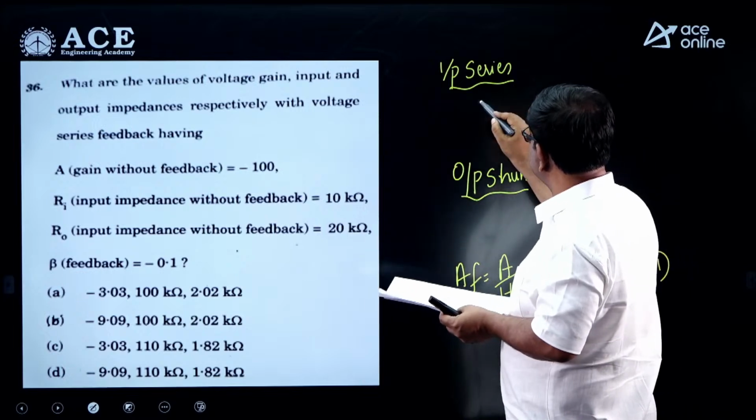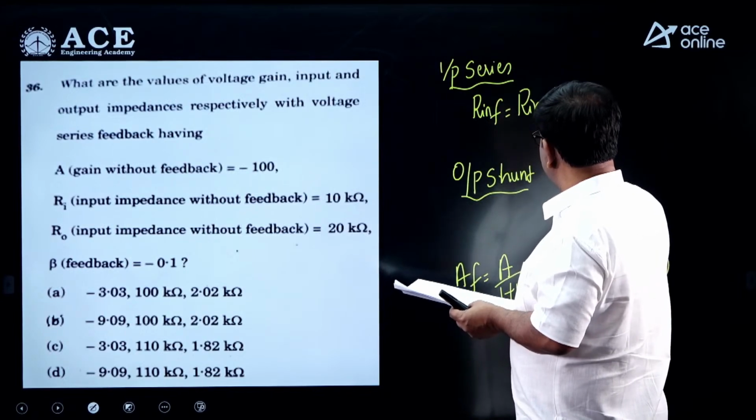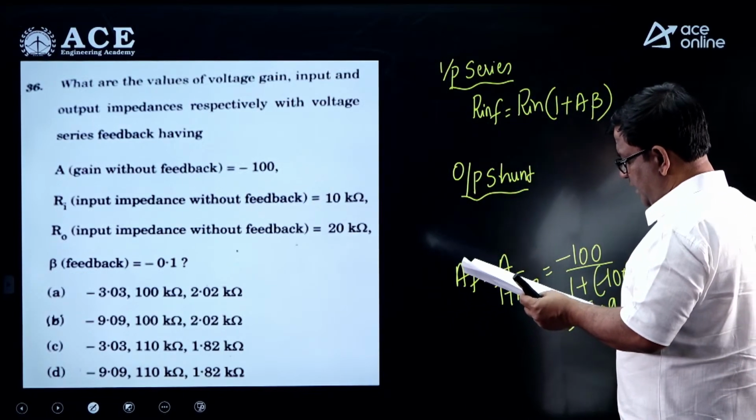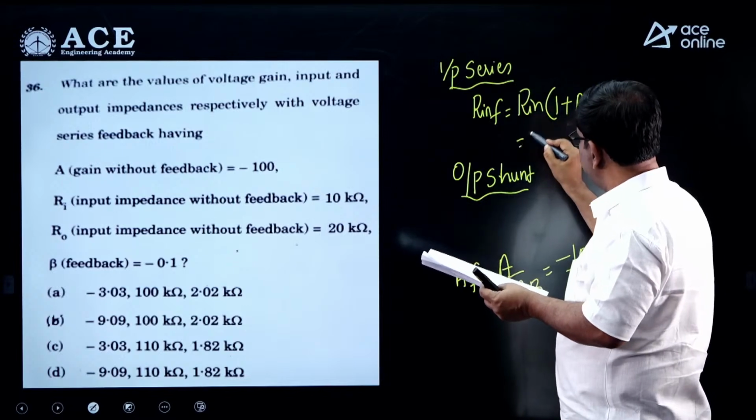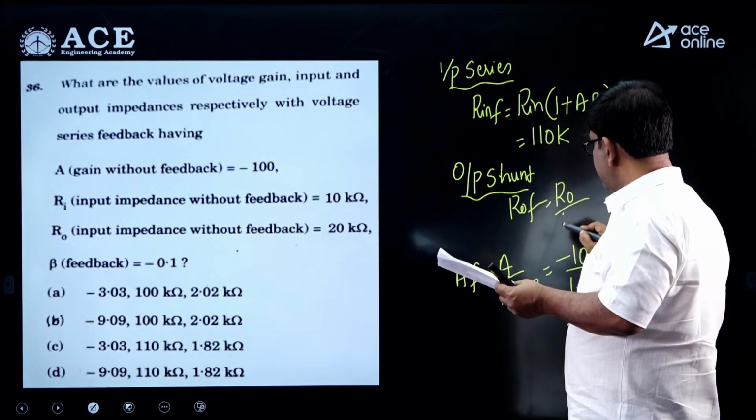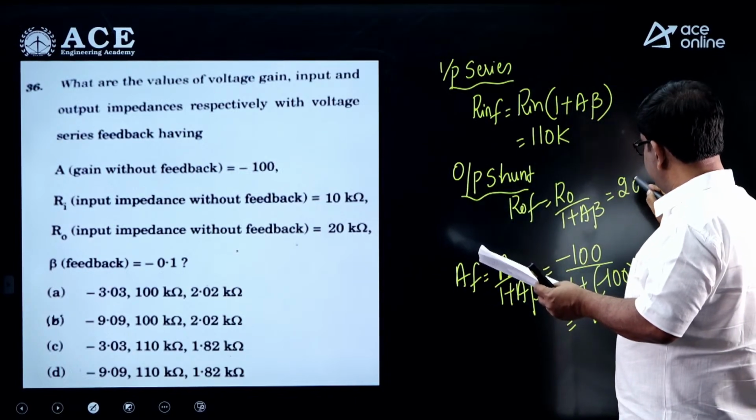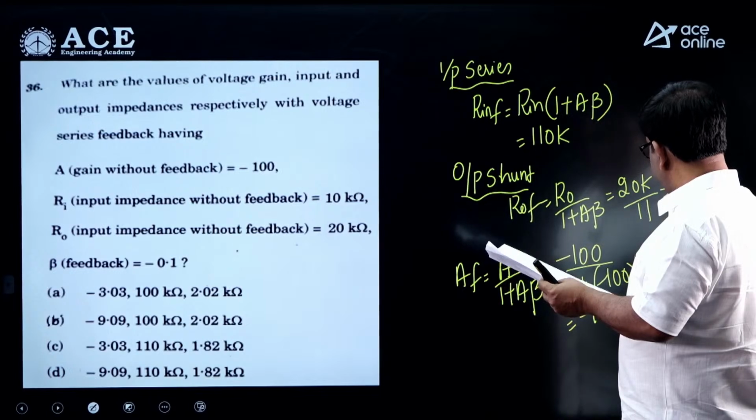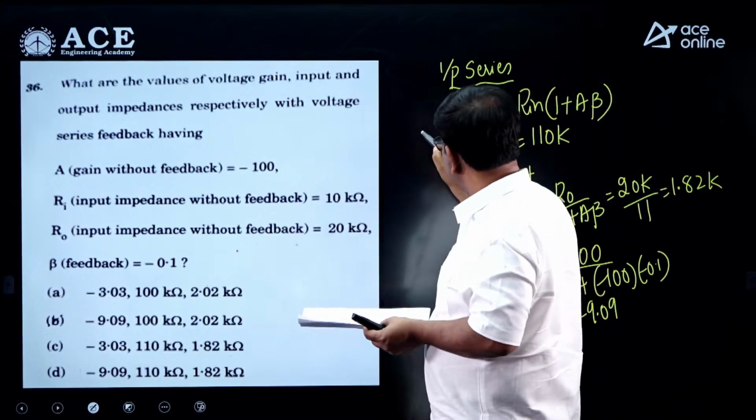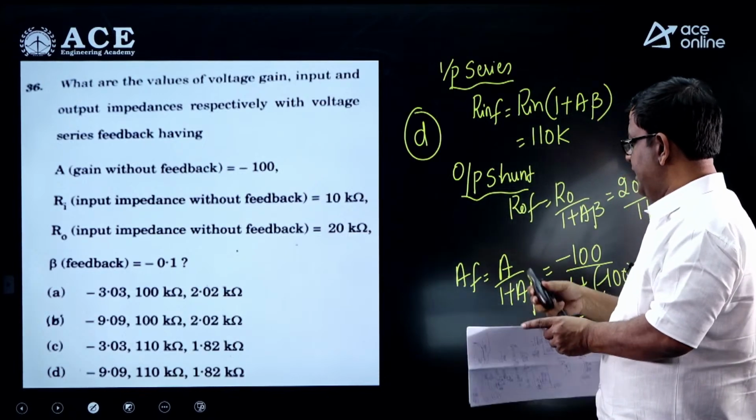So input is in series. So the input resistance with feedback is the input resistance of the basic amplifier multiplied by 1 plus A beta. So same thing you do, just substitute A and beta, you get around 110K. And output resistance, since it is in shunt, divide by 1 plus A beta. So it is going to be 20K by 11, it is 1.82K. So for this problem, option D is the solution. Option D, minus 9.09, 110K and 1.82K.